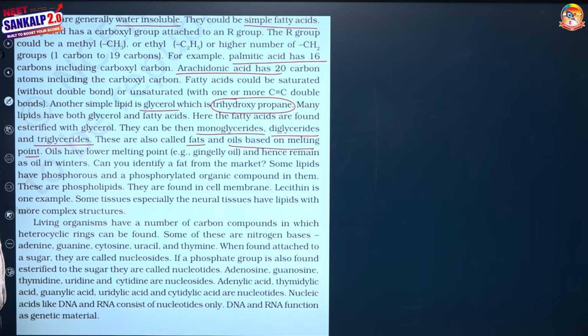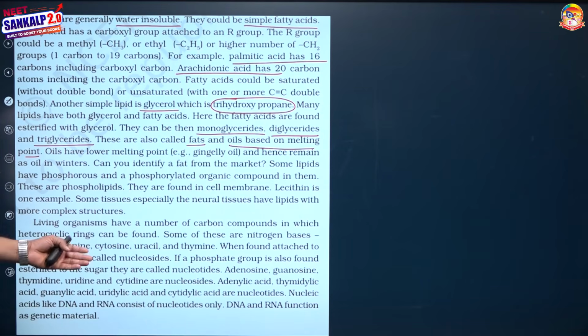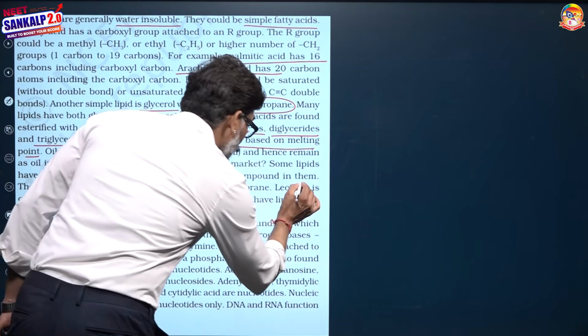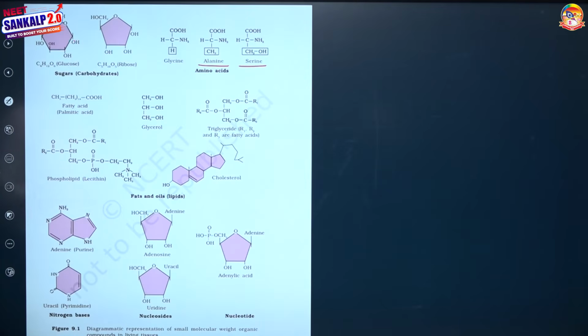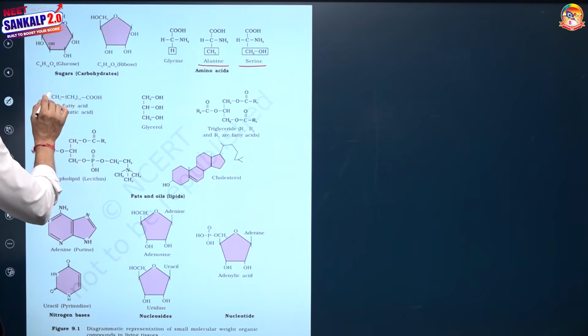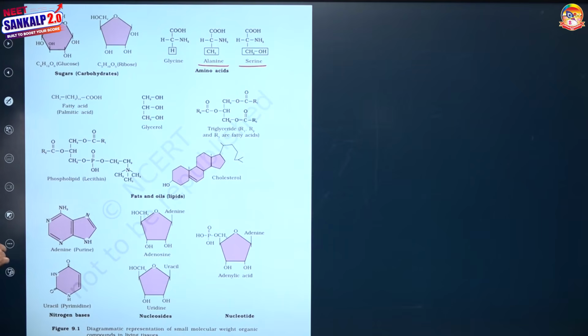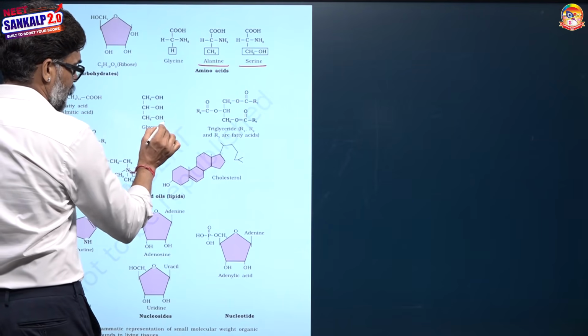Some lipids have an additional group, phosphorus, and they are known as phospholipids. We have discussed in the cell membrane that phospholipid is the representative of the lipids in the plasma membrane. Lecithin is one example of a phospholipid. Let me show you in the diagram. This is palmitic acid, CH3, CH2 whole 14, COOH. So 1 plus 14 plus 1, that is 16 carbon. This is the structure of glycerol, CH2OH, CHOH, CH2OH.